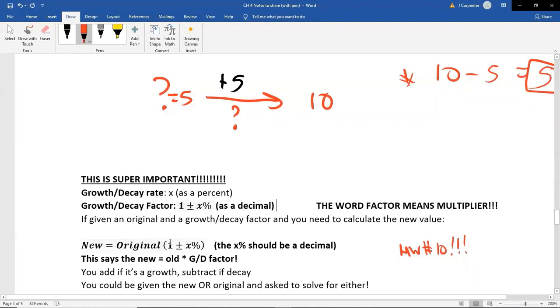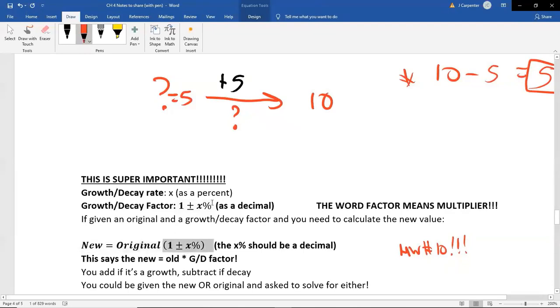So the new is just the original times the growth factor. That's what this says right here. The new is equal to the original times 1 plus or minus that percentage, but as a decimal. Again, this should be as a decimal. I'll remind you here, I say it twice. New equals original or old times this parentheses right here, which is just the growth factor or the decay factor.